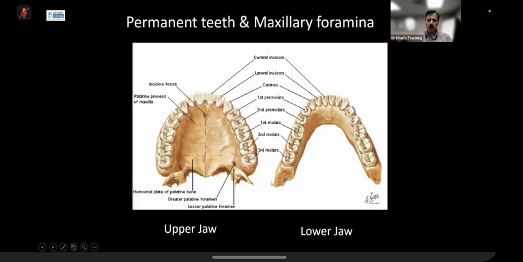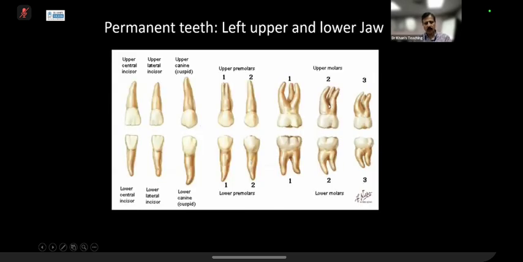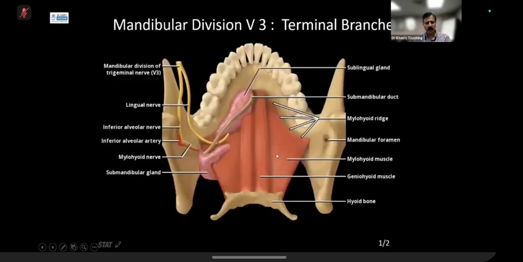All of you know the teeth, and we have got incisors, 2 of them. Then is the canine, premolars, 2 of them, and then molar. So these are the pictures of all the teeth, and this is the alveolar ridge of the mandible.